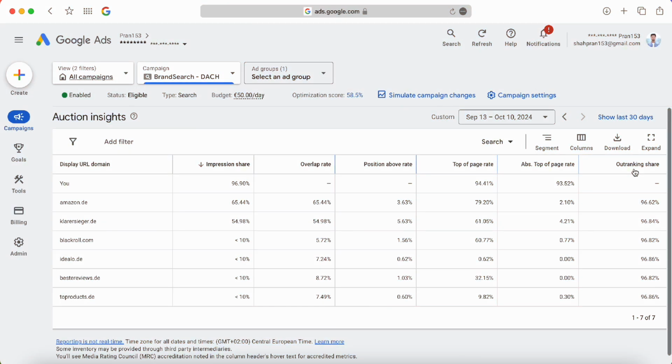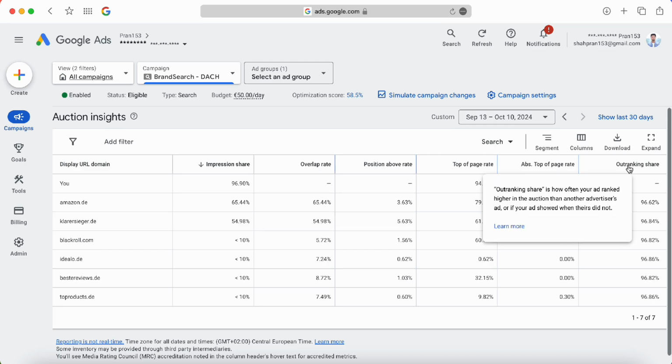Outranking share means the percentage of time I beat my competitor to place my ad. Let's say I have bid 100 times with a competitor and 60 times I won and placed my ad above him. That means the outranking share is 60%.